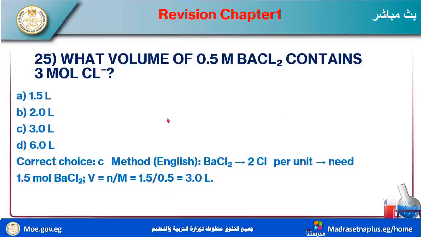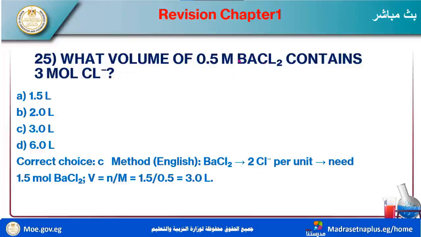Okay, BaCl2 contains Ba 2+ and 2Cl⁻. With 0.5 molar BaCl2 and 3 moles of Cl, we want to know the volume of this solution. 1.5 moles of BaCl2 are needed, so the volume is 3 liters. Again, BaCl2 is made of Ba 2+ and 2Cl⁻.